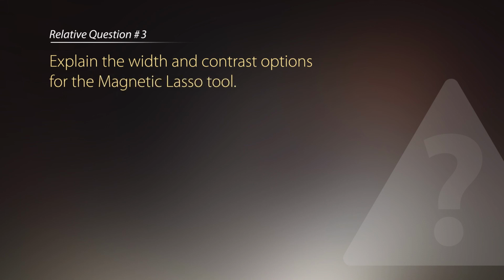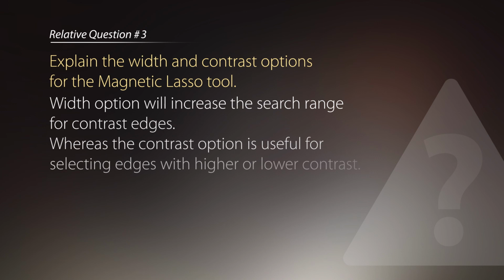The next question is, explain the width and contrast options for the magnetic lasso tool. Well, width option will increase the search range for contrast edges, whereas the contrast option is useful for selecting edges with higher or lower contrast.